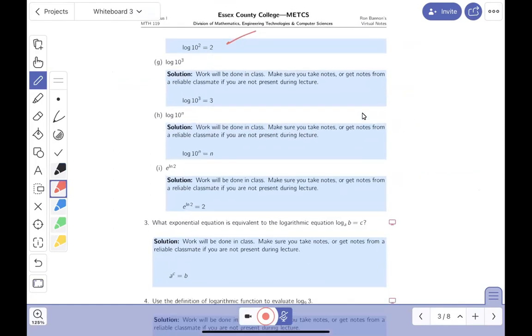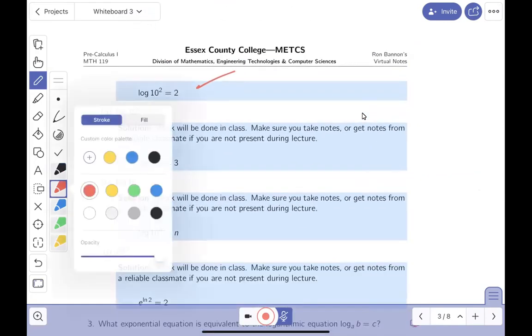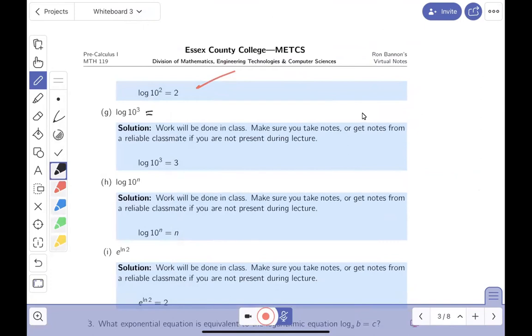Next one up. I'll blow this up a little bit, and I'm going to look at it and say, gee whiz, 3. No surprise there. Gee whiz, n. No surprise there.